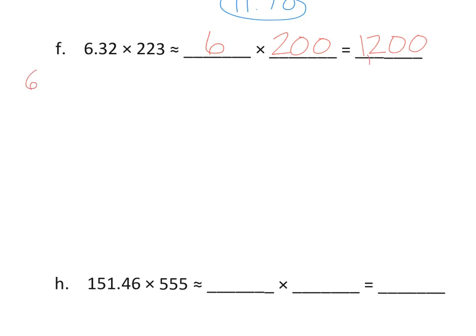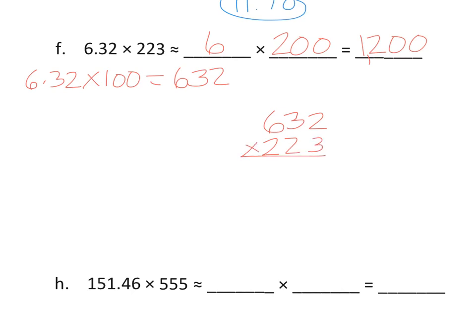You're going to take 6 and 32 hundredths and multiply it by 100, so we can get rid of the decimal to make it 632. You're going to take 632, and now you're going to multiply it by 223. You're going to have 3 partial products because there's 3 digits in 223 and they all have a value. So 3 times 2 is 6, 3 times 3 is 9, and 3 times 6 is 18. There's our first partial product.